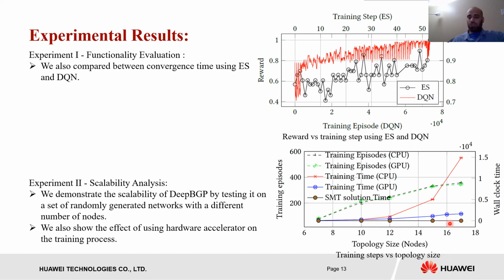Additionally, for the scalability analysis, we performed another experiment using a randomly generated network with a random number of nodes, and we saw that the training time increases linearly with the number of nodes in the network. Also, we noticed that the training time increases exponentially while using CPU. In order to validate this, we wanted to verify which process is responsible for this exponential behavior.